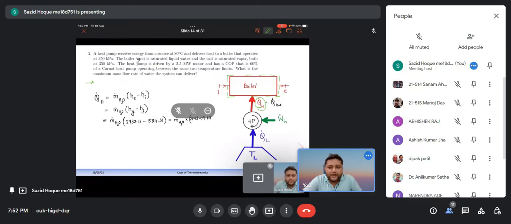The problem is a heat pump receives energy at the source at 80 degrees Celsius and delivers the heat to the boiler. So TL is given as 80 degrees. The boiler operates at 350 kilopascal, and the boiler input is saturated liquid water and the exit is saturated vapor. That line is very important. So what they're saying is the boiler input is saturated liquid water.